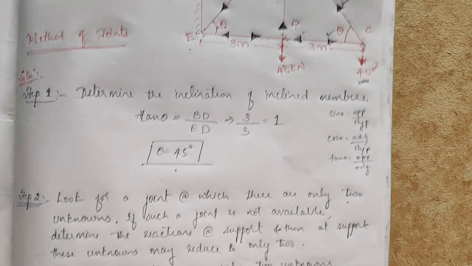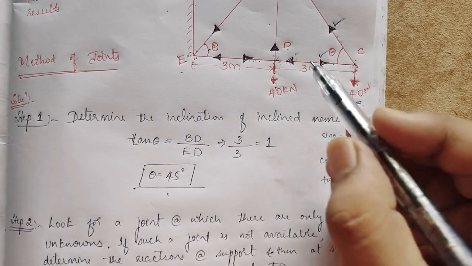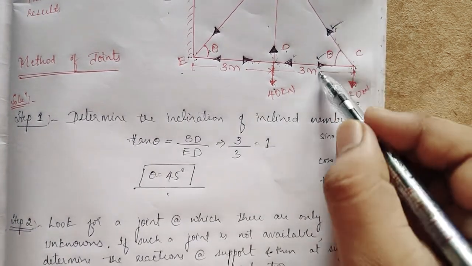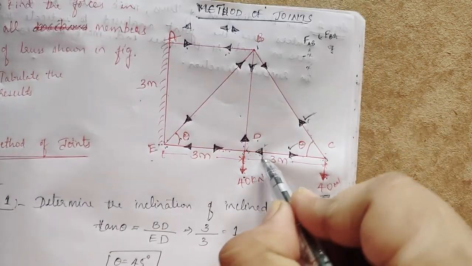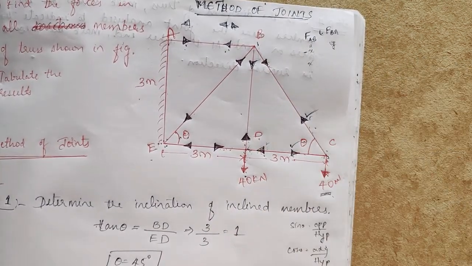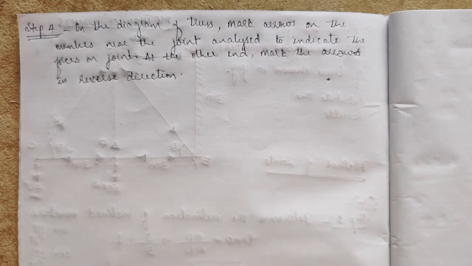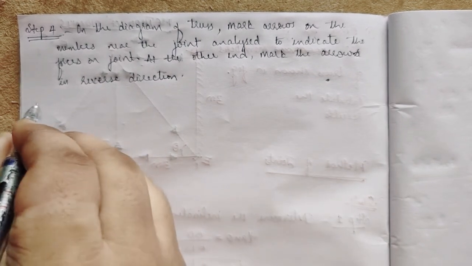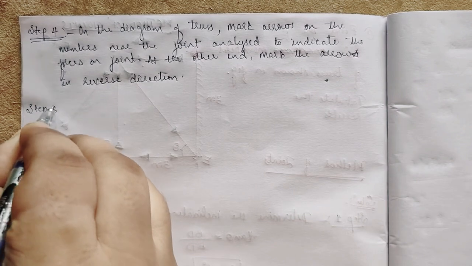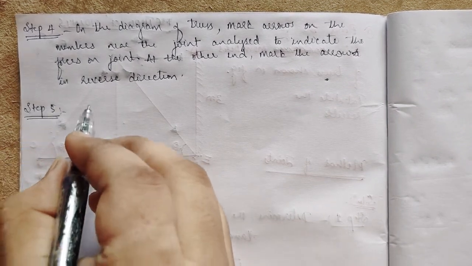In the diagram we already did, but according to the procedure I am telling, after finding FCB and FCD, we have to mark this direction and this direction in reverse order. Now in the present case, near the joint C, the arrows are marked on the members CB and CD. Then reverse direction arrows are marked in the members CB and CD near the joints B and A respectively. Now step 5.